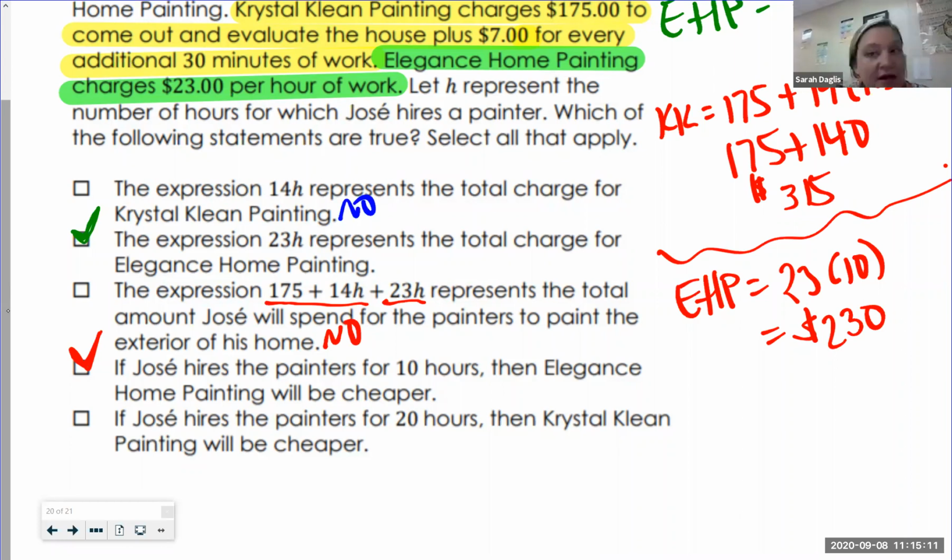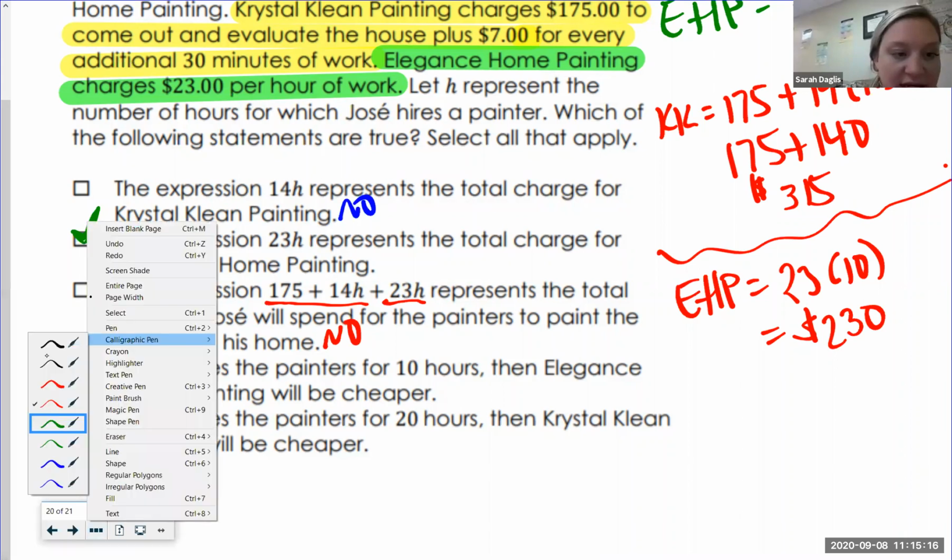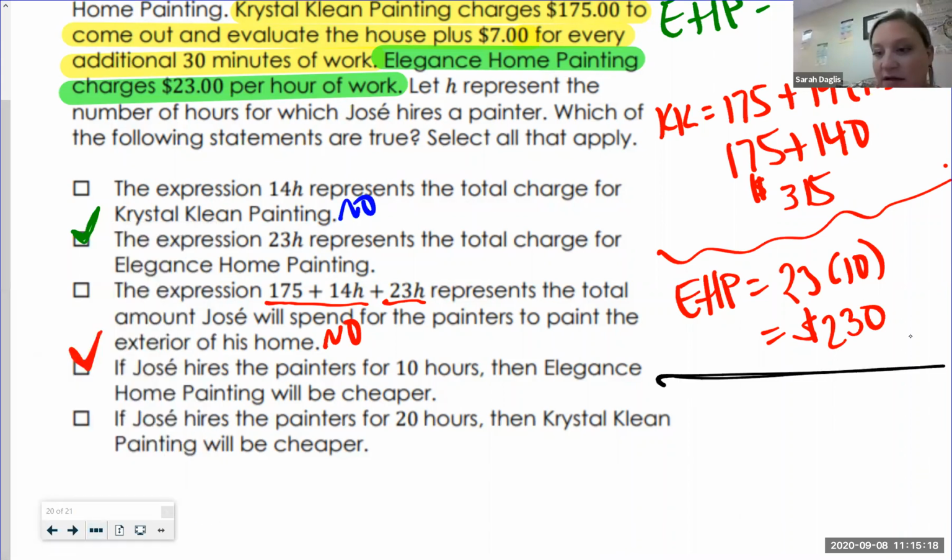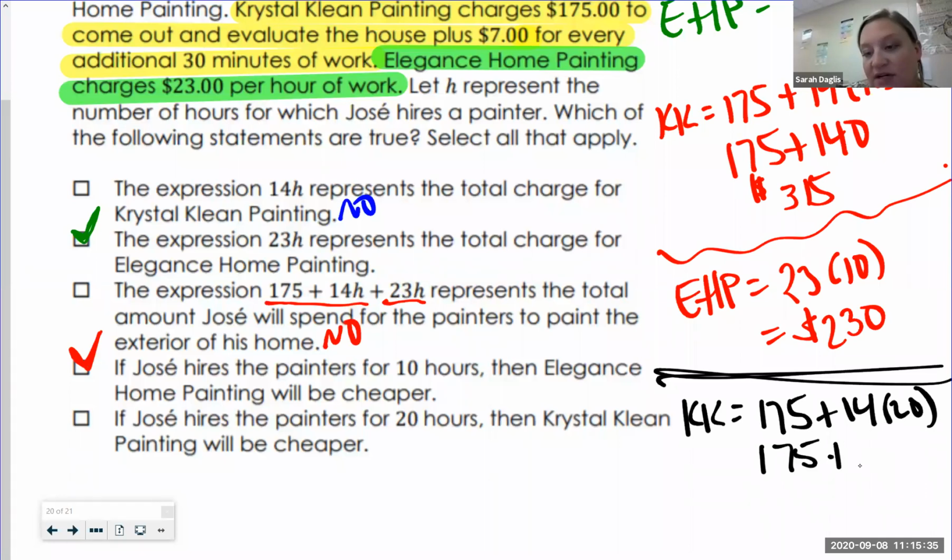Okay, well, the only way to know that is to plug in what they're asking of us. So let's plug in 20 this time. This was for 10 hours, now let's do 20 hours. So Crystal Clean, for 20 hours, they still charge you $175 to come to your house. And then it's $14 an hour for 20 hours. That becomes $175 plus $280, which is going to give me $455.